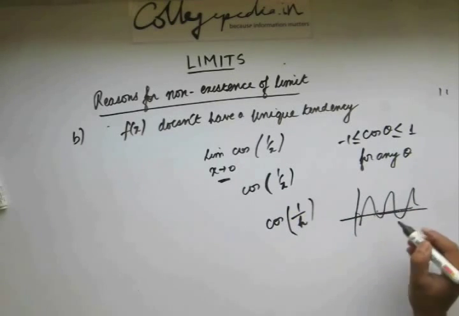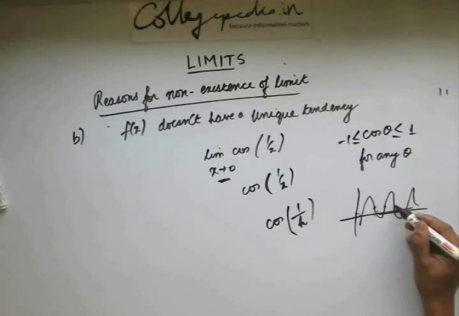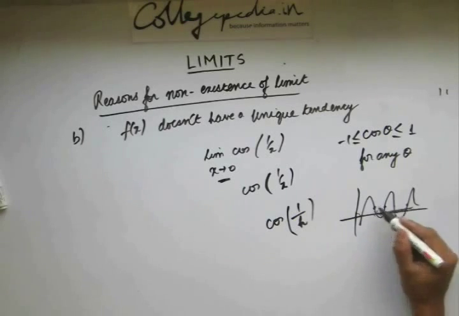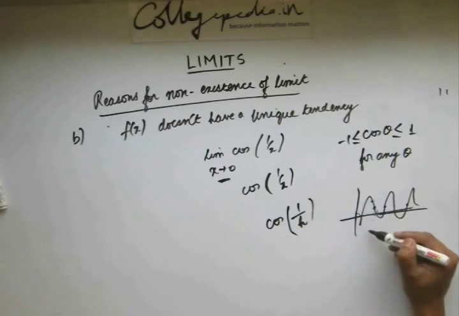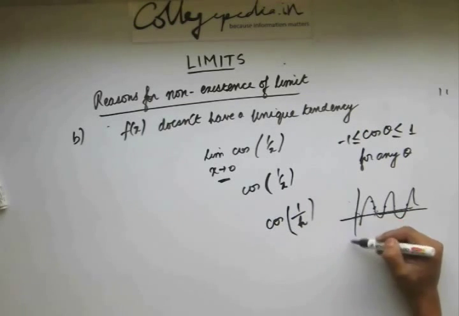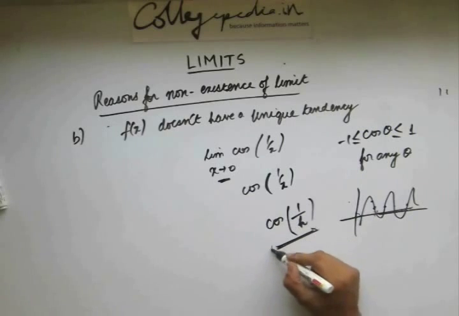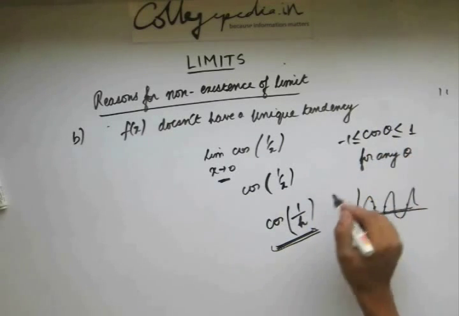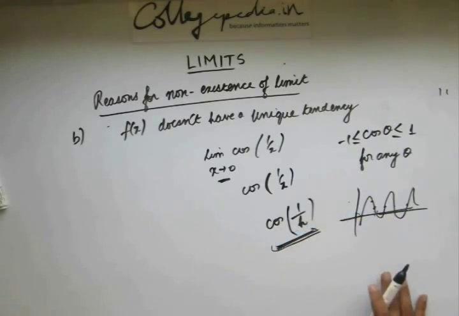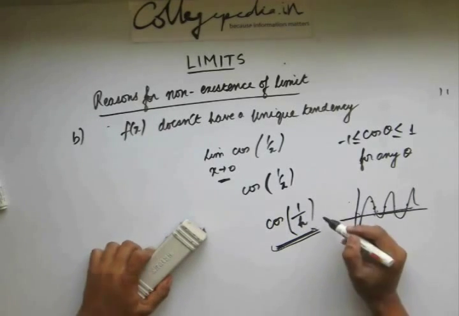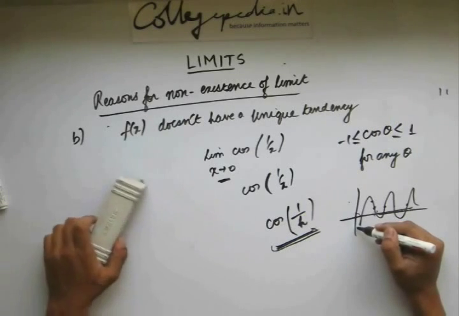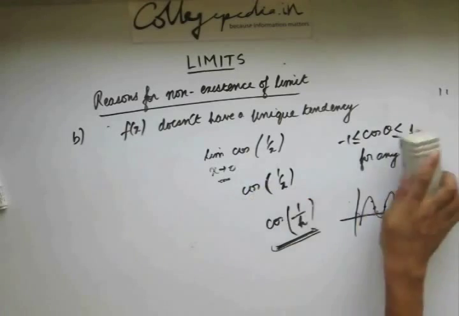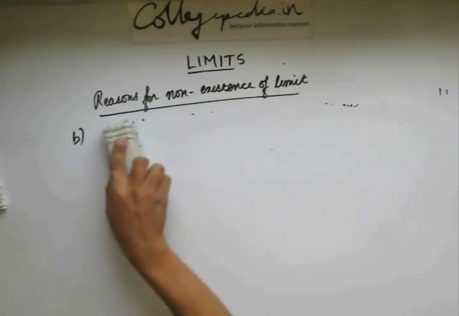This is the cos x graph. It can be this, it can be this, it can be this. The positive number can be anything. So, since the positive number can be anything, it can take any value between minus 1 and 1. I am not sure what the value of this function is. I know it's between minus 1 and 1, but I am not sure what the value is. So in this case, f(x) doesn't have a unique tendency. It has a tendency to oscillate between minus 1 and 1, but it doesn't have a unique tendency. So in this case, again, we say that the limit doesn't exist.